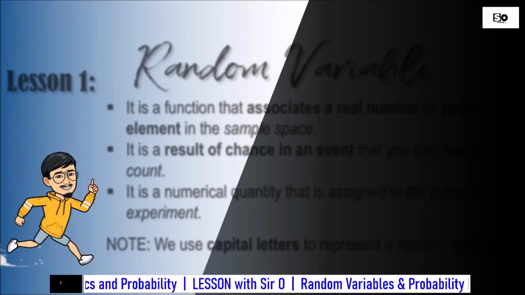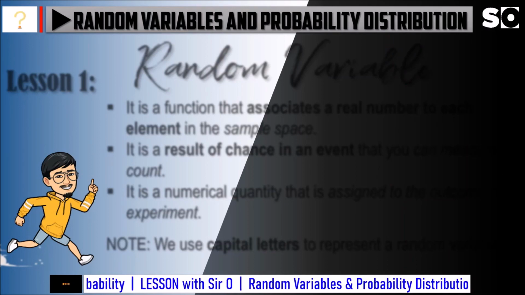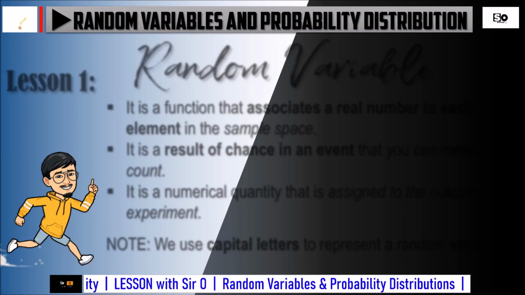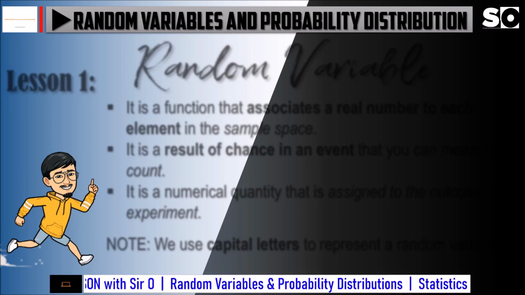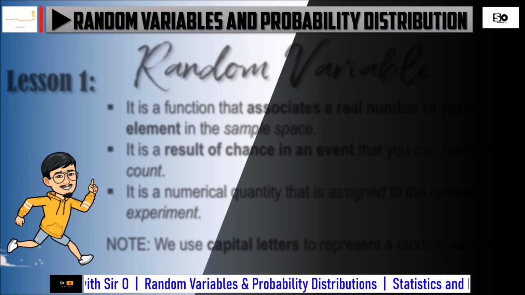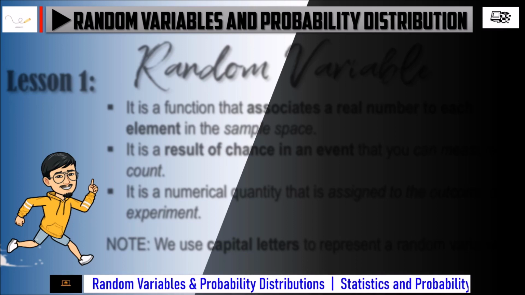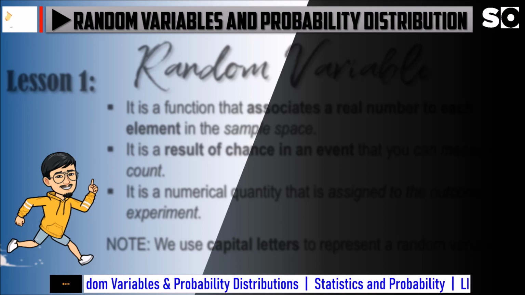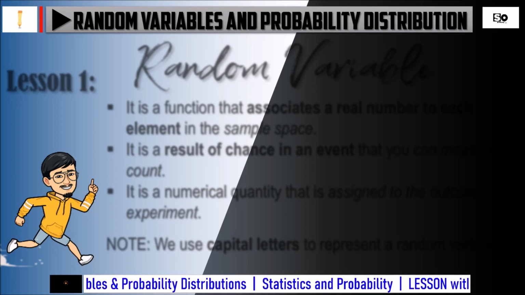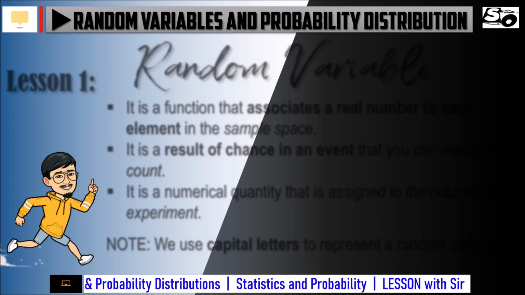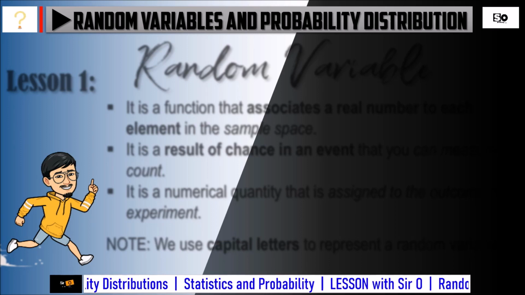Let us now proceed to the lesson proper. Random variables and probability distribution. You have learned in your past lessons in junior high school mathematics that an experiment or trial is any procedure or activity that can be done repeatedly under similar conditions. The set of all possible outcomes in an experiment is called the sample space. The concept of probability distribution is very important in analyzing statistical data, especially in hypothesis testing.